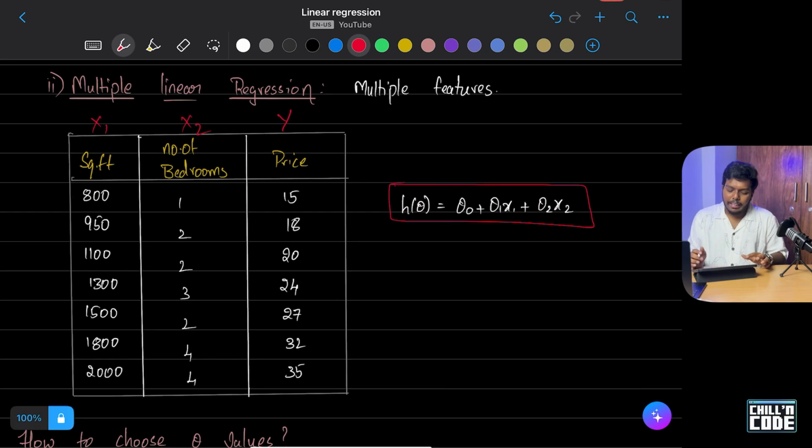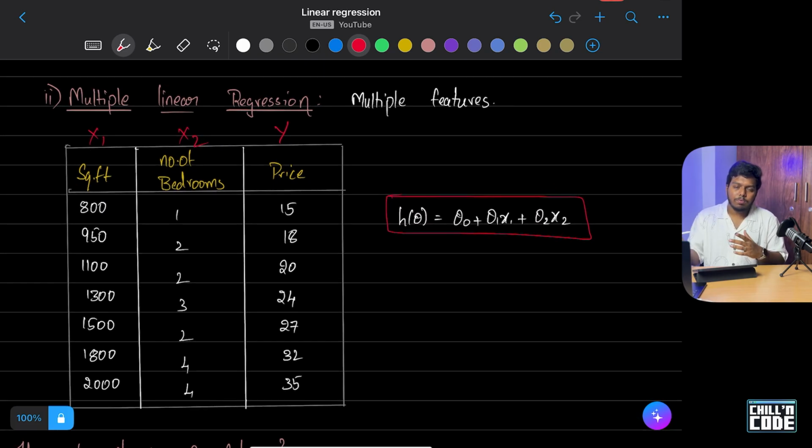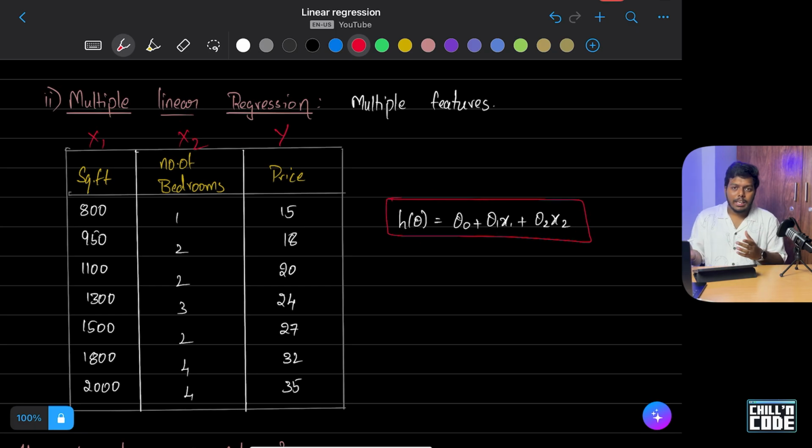So now we are saying theta 0, theta 1, theta 2, and it goes till theta n, because the number of thetas we use depends on the dataset, on the number of features we have. How many features we have, that many thetas we use. That is what we have seen in multiple linear regression.